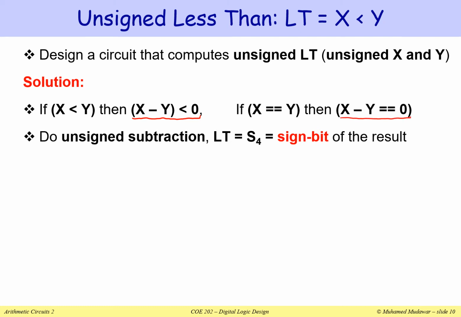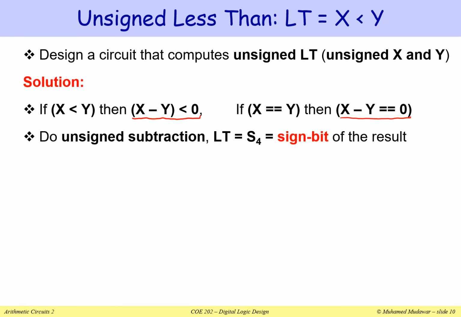So we can use the same circuit that we have used before to calculate x minus y. We can calculate the difference x minus y, we can do subtraction, and then we can check the sign of x minus y. If the sign bit is negative, it indicates that x minus y is negative and x is less than y. So we're going to use unsigned subtraction because x and y are unsigned, and we are going to check the sign bit of the result.